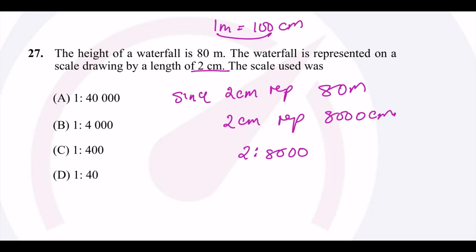So we can simplify the ratio. 2 into itself is 1, and 2 into 8,000 goes 4,000 times. So it's 1 to 4,000. Not 1 to 40, not 1 to 4, not 1 to 4,000... so it's 1 to 4,000. So our answer is B.